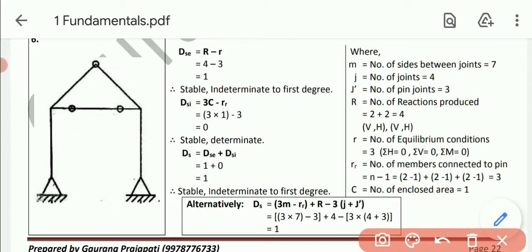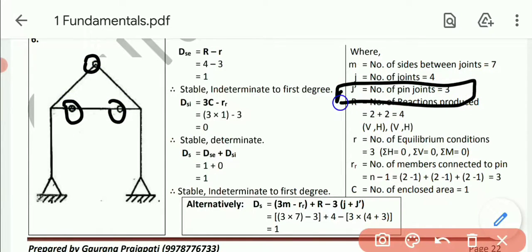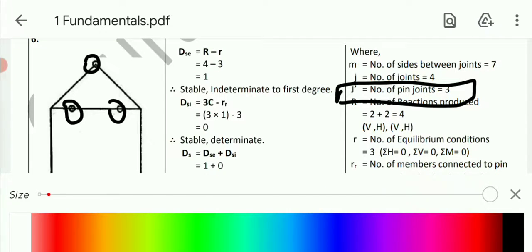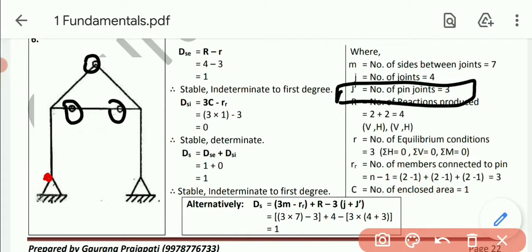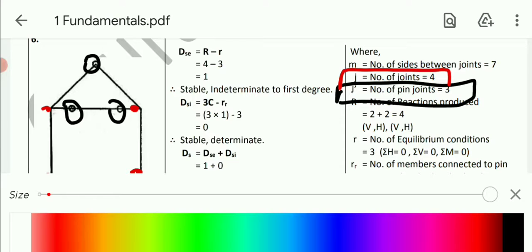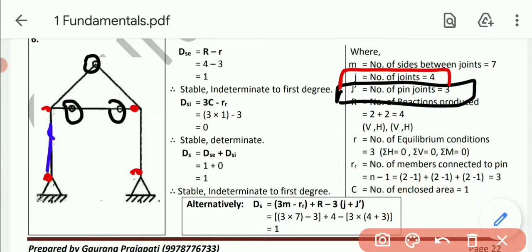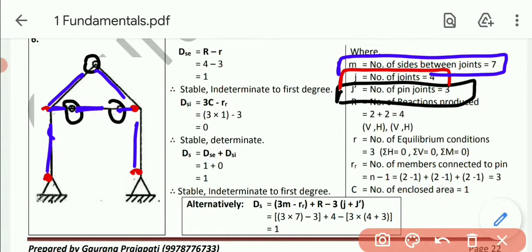Now for the alternate terms, we need to calculate J, J dash and the number of joints. First of all, J dash. These 3 are the pins, so J dash will be 3. Clear? Then the number of joints: 1, 2, 3, 4. 4 joints will be there. So J, the number of joints, is 4. And M, the number of sides between the joints: 1, 2, 3, 4, 5, 6 and 7. Total number of sides between the joints is 7.